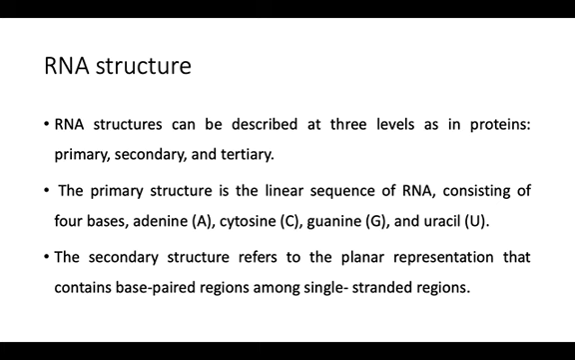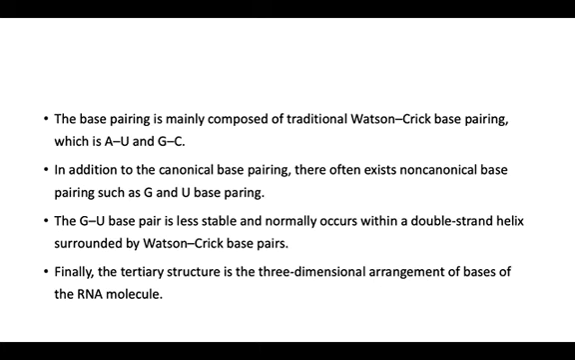So as we know that RNA is a single stranded molecule, it self hybridizes with each other, and this self hybridization is carried out by base pairing between different bases, and this forms the secondary structure of the RNA. The base pairing is mainly composed of traditional Watson-Crick base pairing, which is between A and U and G and C. In addition to canonical base pairing, there often exist non-canonical base pairing such as G and U base pairing as well.